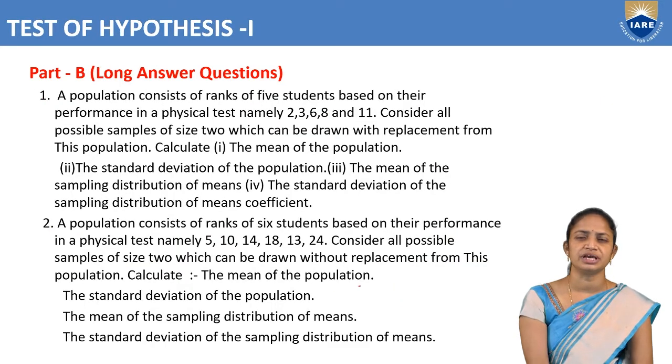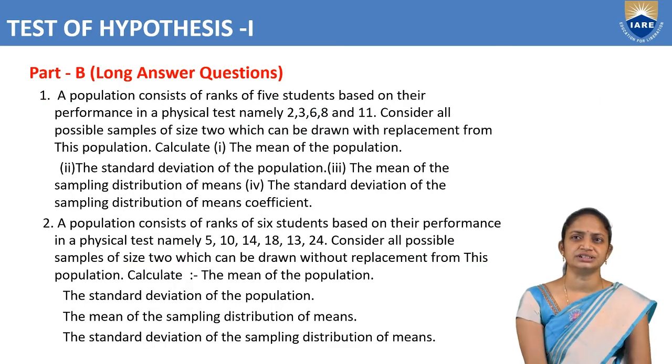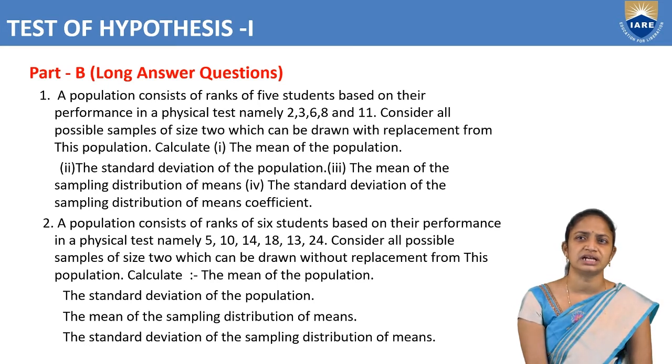So now coming to the next question. A population consists of ranks of 5 students based on their performance in a physical test, namely 2, 3, 6, 8, 11. Consider all possible samples of size 2 which can be drawn with replacement from the population. Calculate first, the mean of the population; second, the standard deviation of the population; third, the mean of the sampling distribution of means; and fourth, the standard deviation of the sampling distribution of the means.